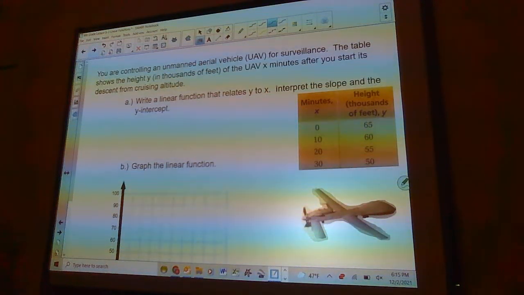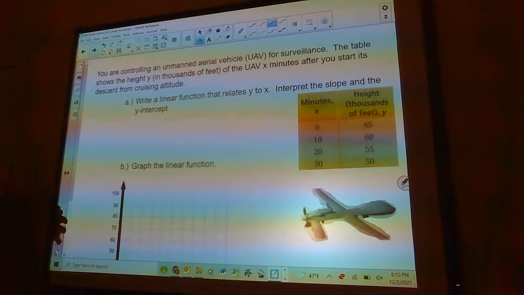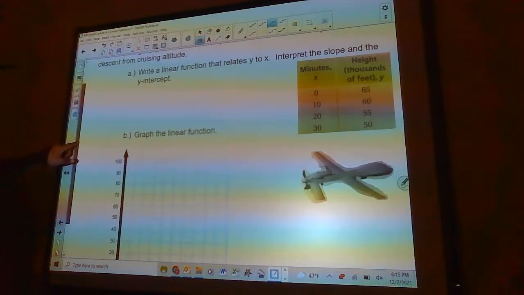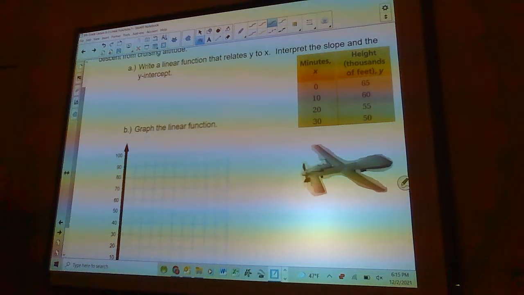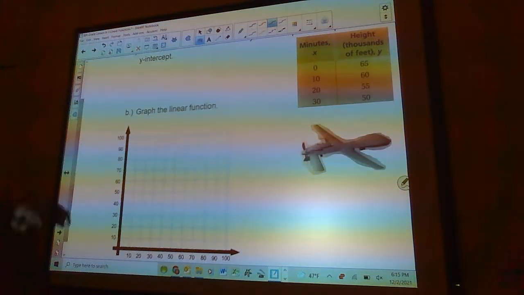Okay, you're controlling an unmanned aerial vehicle, a UAV, for surveillance. The table shows the height y in thousands of feet of the UAV x minutes after you start its descent from cruising altitude. Write a linear function that relates y to x. And then interpret the slope and the y-intercept, and graph the linear function. So I'm going to do the graph first since I've got these points.